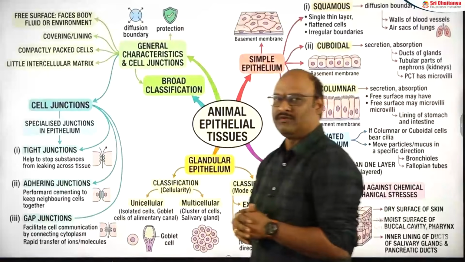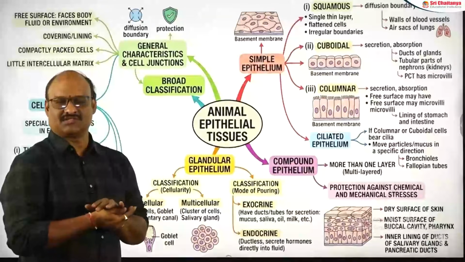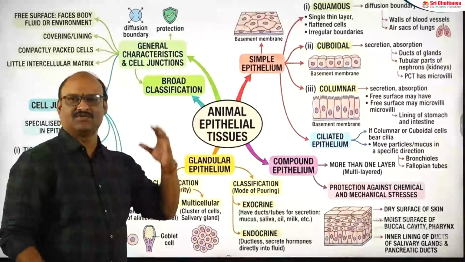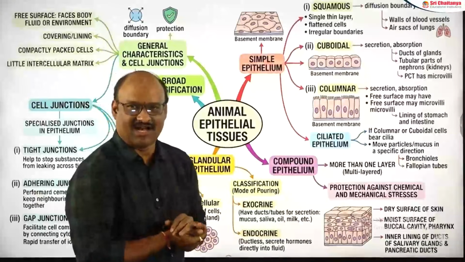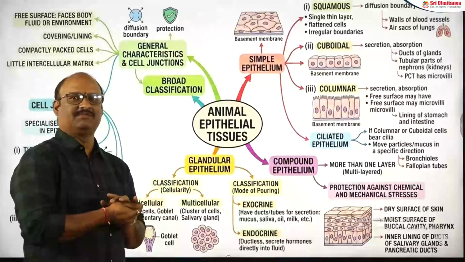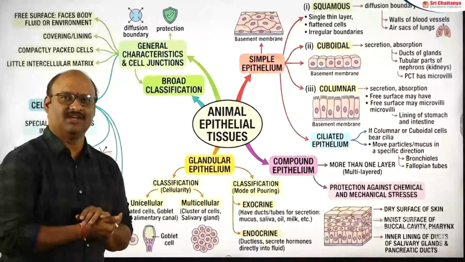When we look at the overview of this particular chapter, we are going to discuss the tissues, the 4 different types of tissues here: epithelial tissue, connective tissue, muscular tissue and nervous tissue. When you look at the epithelial tissue, we have different types of epithelial tissues, the tissues which are covering our body, either the outer covering or inner lining.